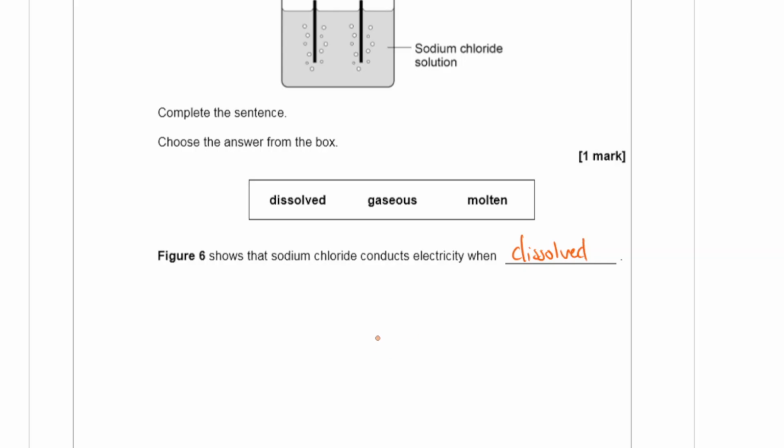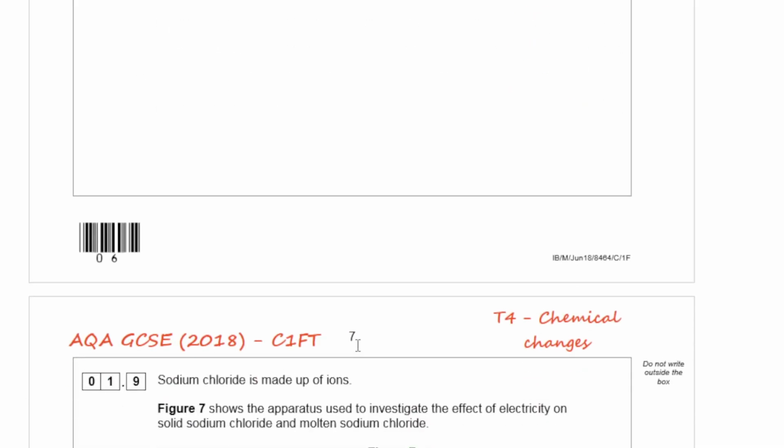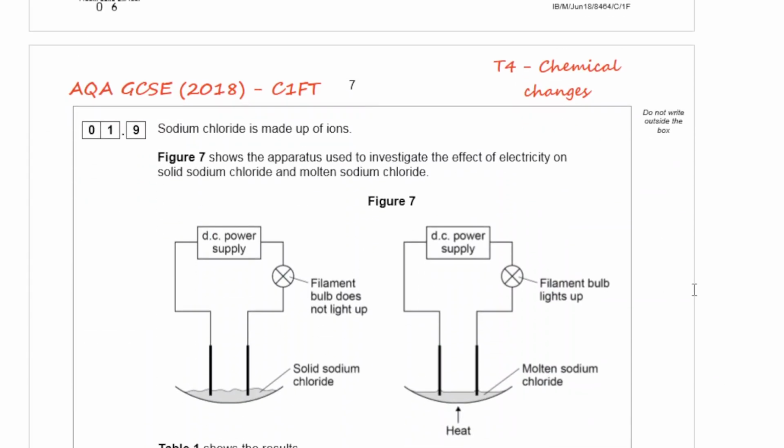This links to the properties of ionic compounds. This part of the question: sodium chloride is made up of ions. Figure 7 shows the apparatus used to investigate the effect of electricity on solid sodium chloride and molten sodium chloride. So we have solid sodium chloride in the first part of the figure, which shouldn't light up. The bulb doesn't light up because solid sodium chloride doesn't actually conduct electricity. But the bulb lights up when it's in molten state because the ions can actually move.